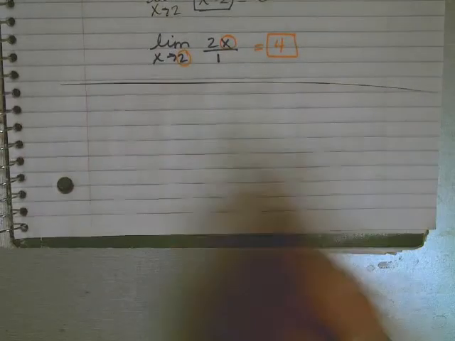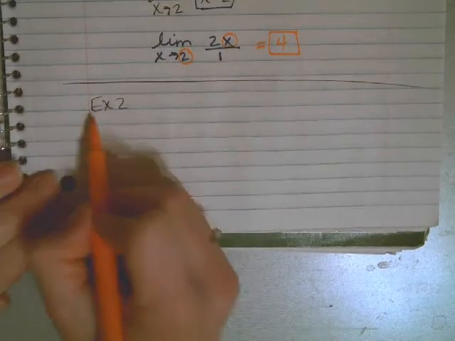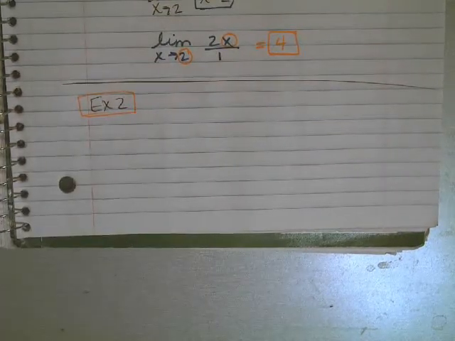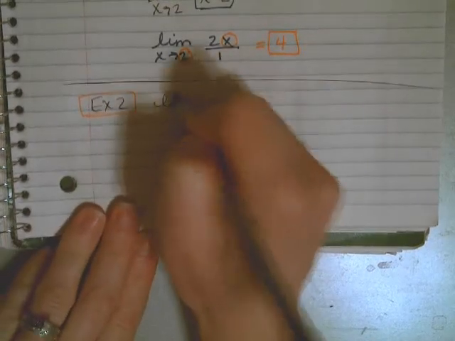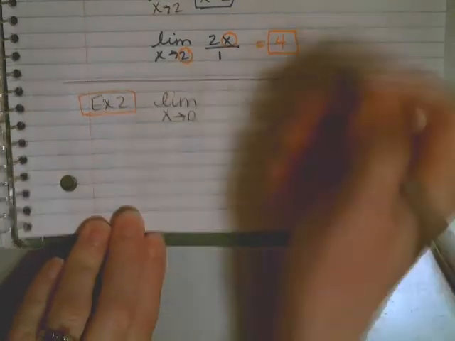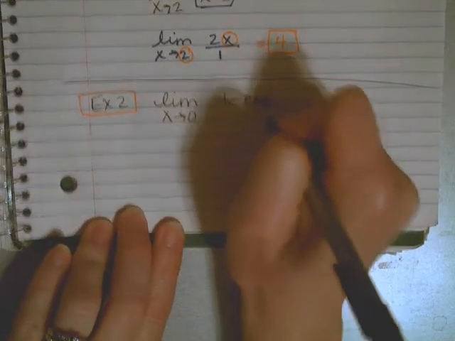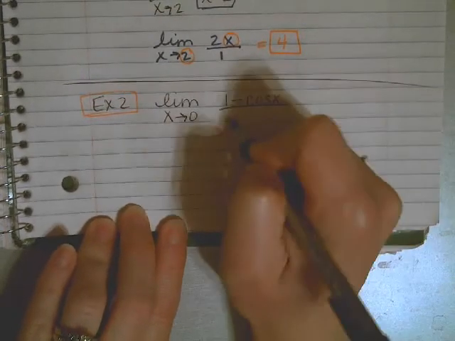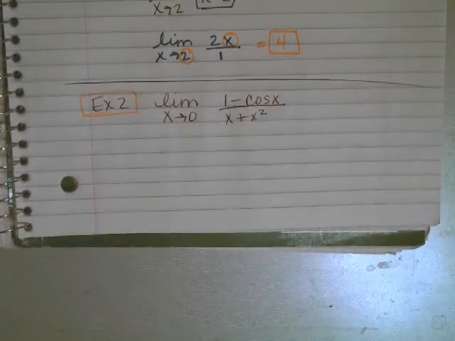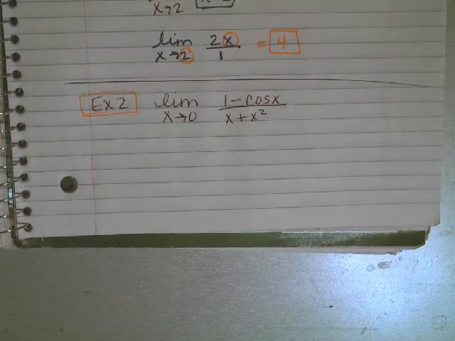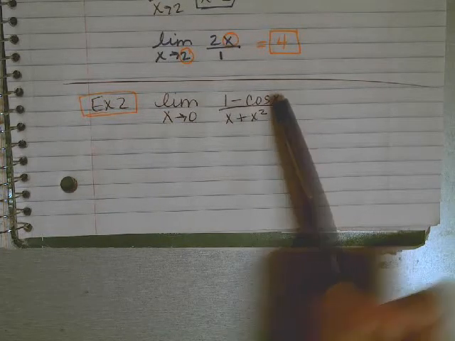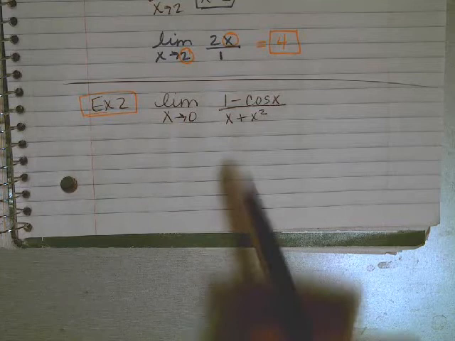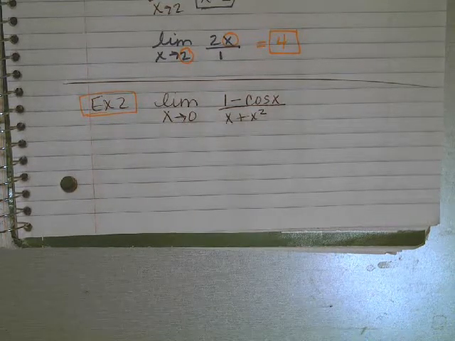Feel free to pause the video at any time and rewatch. Here's example 2. Of course I'm going to do a trig function for you guys for example 2, since I know you guys love your unit circle. So if I write down the limit as x approaches 0 of 1 minus cosine x all over x plus x squared, if I plug in, I get an indeterminate form. Cosine of 0 is 1, so I get 1 minus 1 is 0. Plug in 0 for the denominator, you get 0.